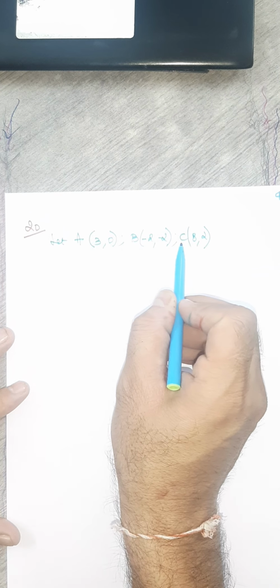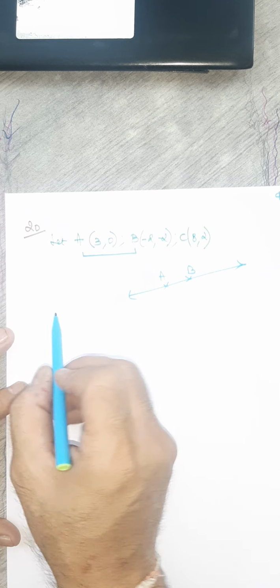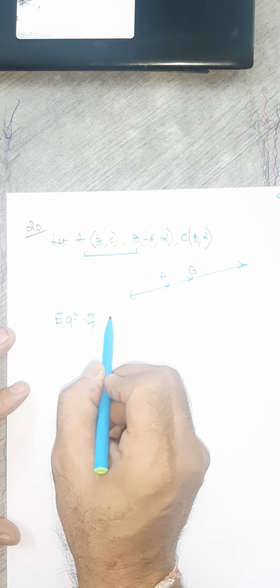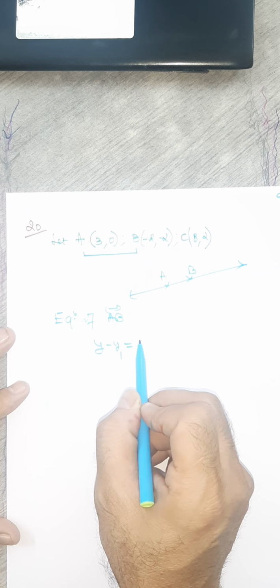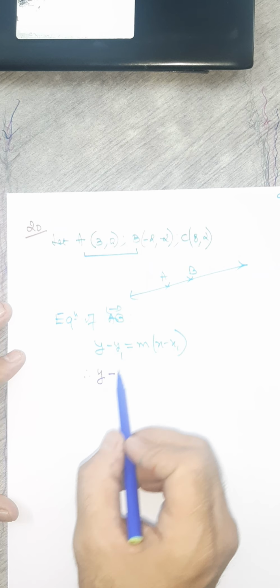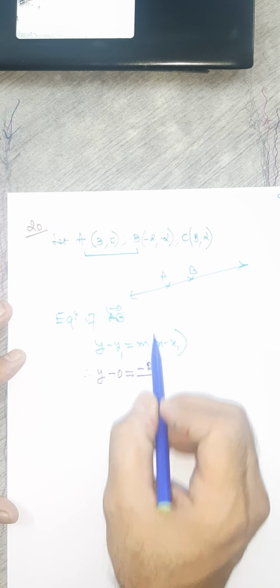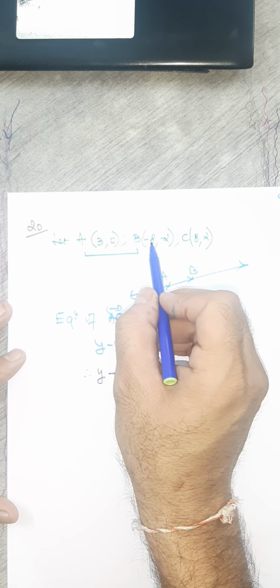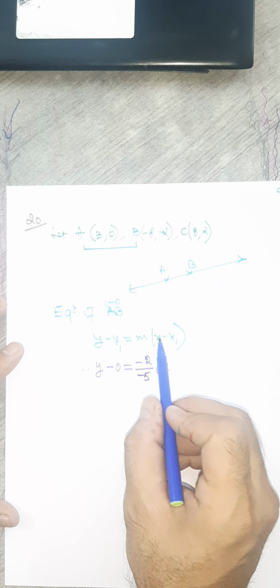So what I'll do, out of these 3 you can take any 2 and get the equation of the line, which you can get very easily. Let's do that: equation of line AB. How will we do it? With two points. y minus y1 equals slope into x minus x1. Do you remember this two-point form? Here x1, y1 is (3, 0). Slope is y2 minus y1, that's minus 2, upon x2 minus x1, which gives us minus 5, into x minus x1.